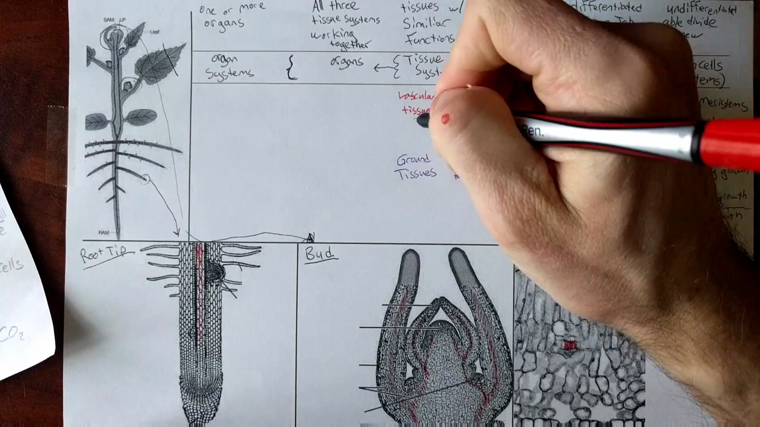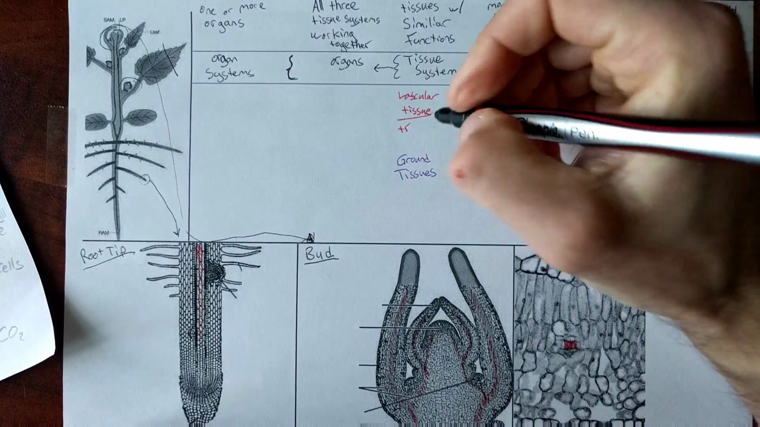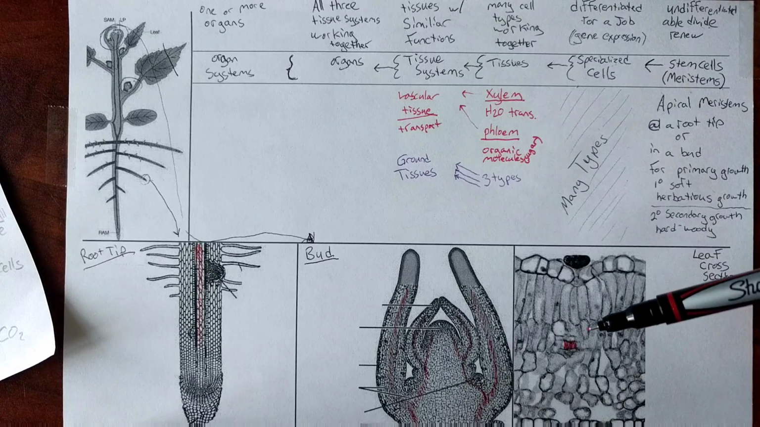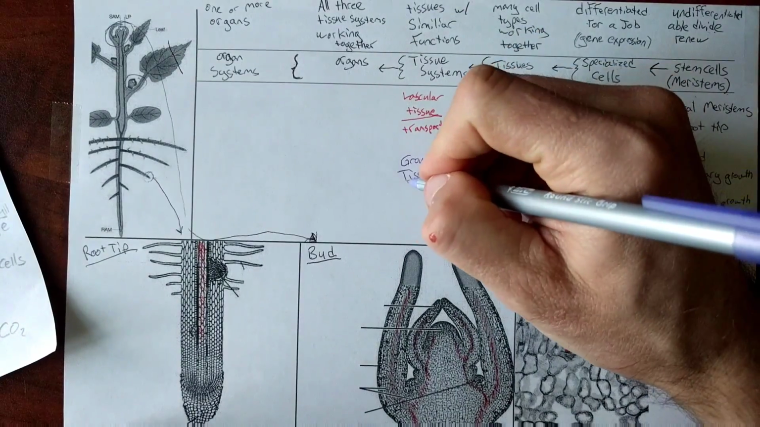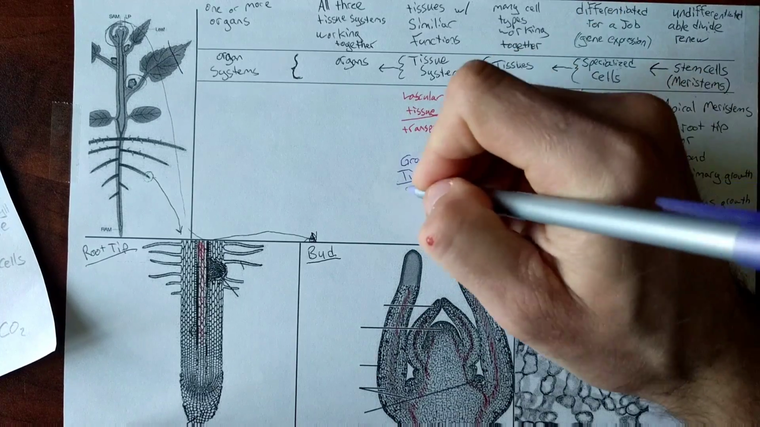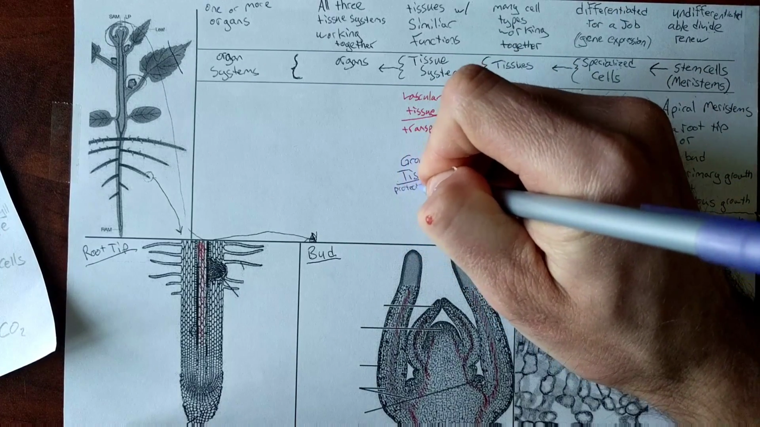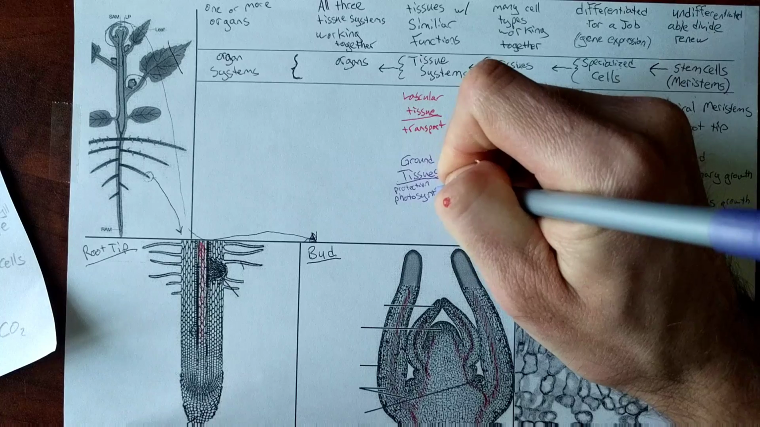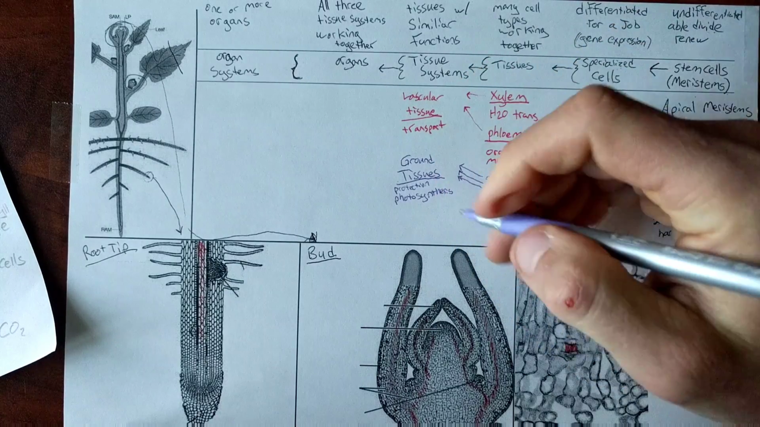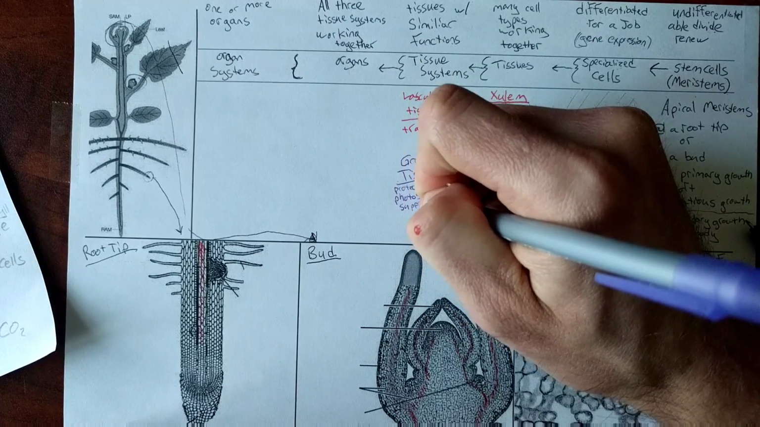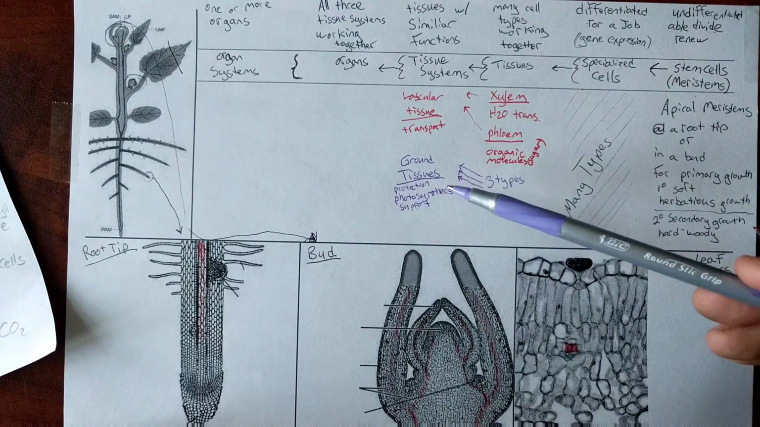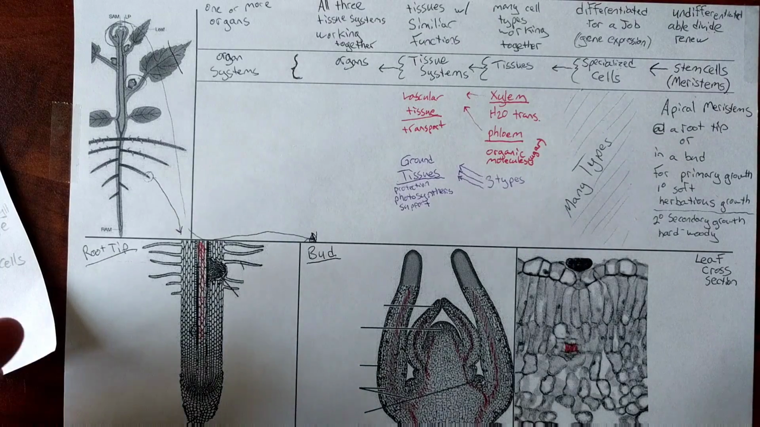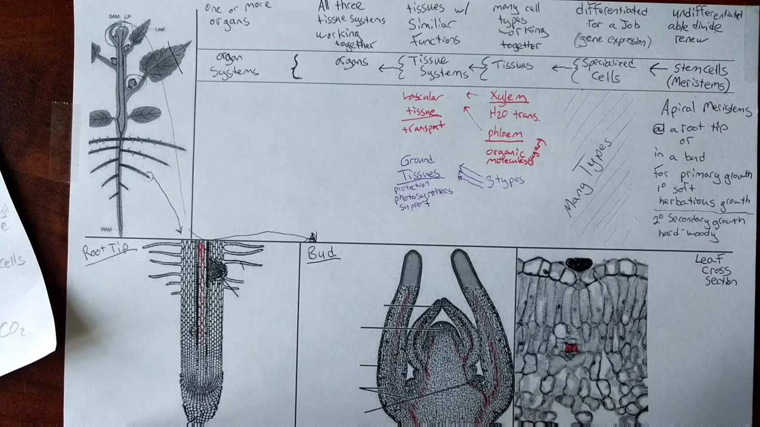So vascular tissue was transportation, right? Similar function. Transport long distances. Ground tissue, it's similar function. We get protection, photosynthesis, and support. I'll color that one in last, because that's kind of everything else.